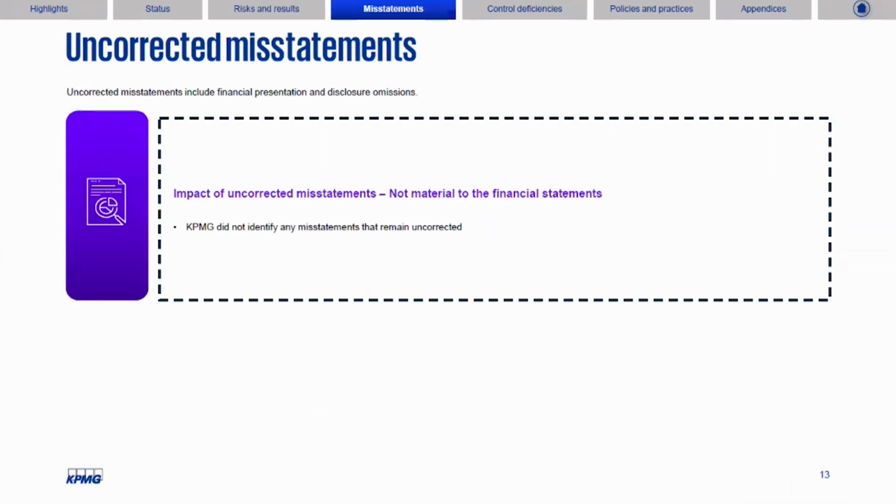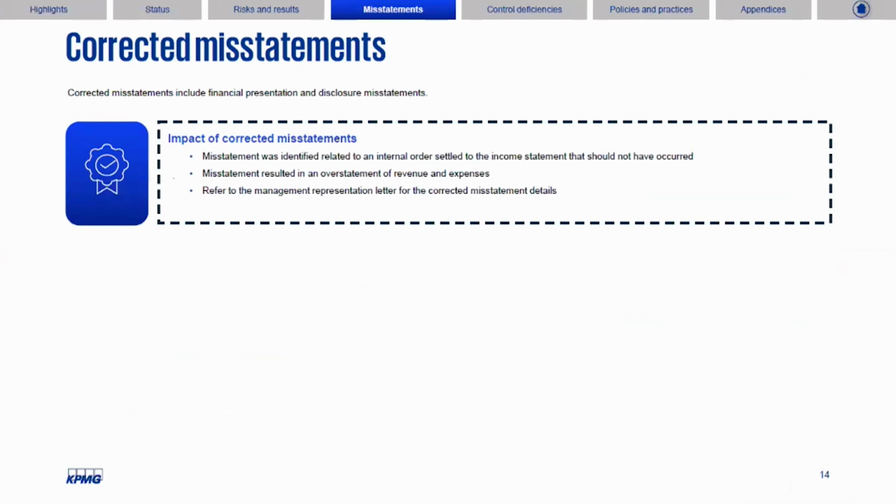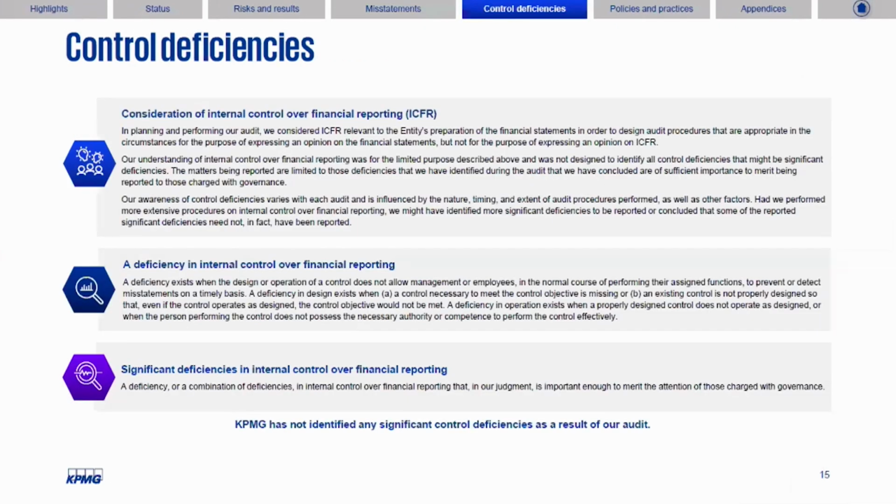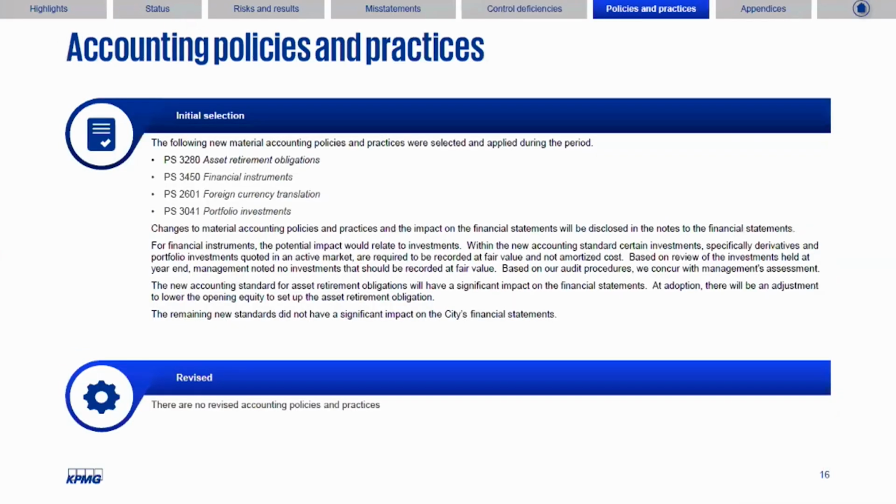On the next page, we just disclosed that we didn't find any misstatements that remain uncorrected, as Matt mentioned. And on the next page, it goes into a bit more detail about the corrected misstatement we identified. This one had just an impact on the income statement, resulting in an overstatement of revenue and expenses, but essentially the error related to an internal order that was incorrectly settled. Next page, we just talk about control deficiencies, and as Matt mentioned, we didn't identify any significant control deficiencies during our audit.